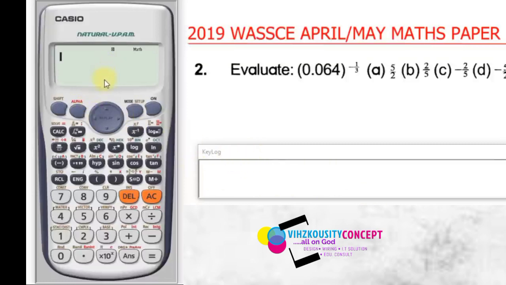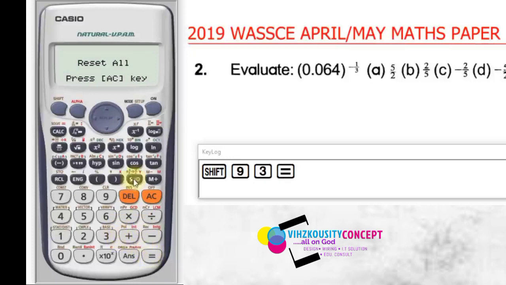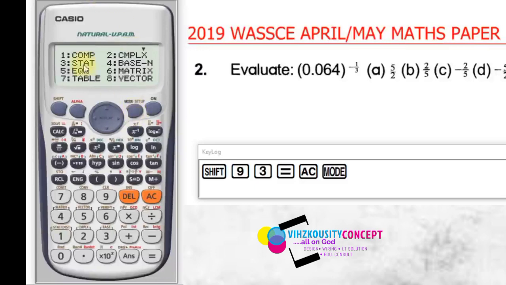But as a rule of thumb, before you start calculating anything, it is best that you first clear your calculator. To do that, all you need to press is Shift 9. Shift 9 is to clear the calculator, the setup, or the memory, or all. I want to clear all, so I press 3 and equal to, and confirm with yes. Then I'll press AC to reset all. So now I know that my calculator is set to the default settings, and if I check the mode, I'm on the computation mode, that is 1. So I can go ahead and try to solve this question.